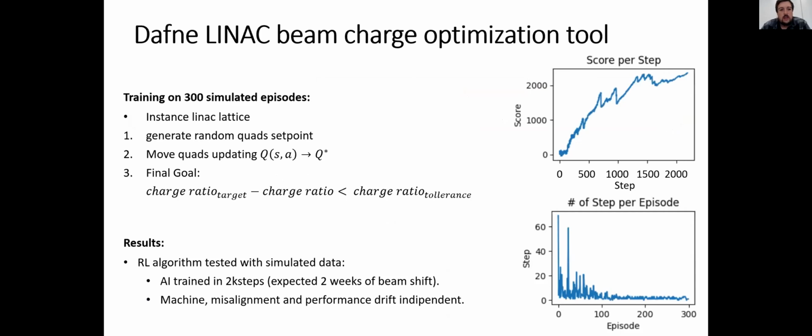Also here you can see that we proceed with 300 episodes for training, and we converge on a stable result in 2,000 steps, which is about 2 weeks of beam shift. Also in this case, it's something that we assume reasonable for this kind of application.